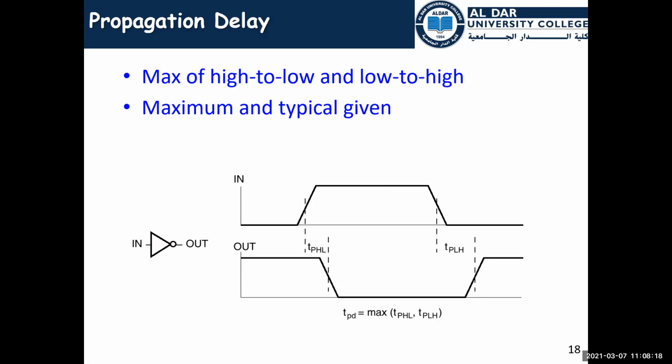And the propagation delay of this gate is just the maximum of those two times. I calculate the time of conversion from high to low, and the time of conversion from low to high, and then take the maximum of them to be the propagation delay.